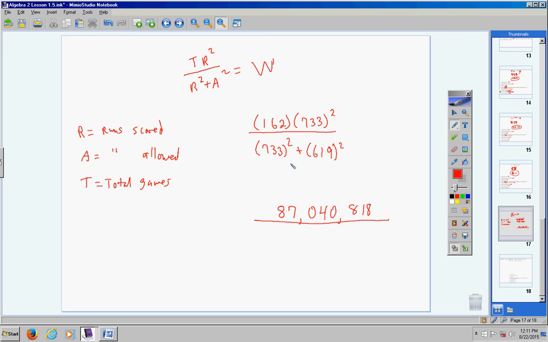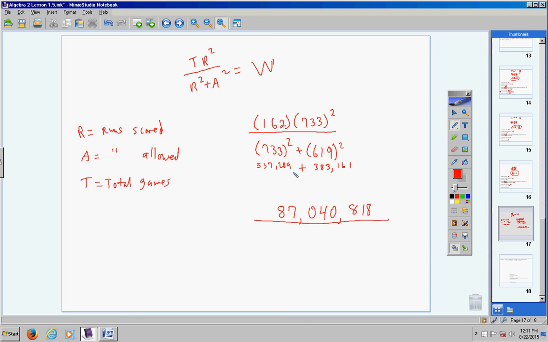Now down here in the bottom, 733 squared, of course, is 537,289. 619 squared is 383,000. I'm doing all of this in my head. I'm so good with math. I'm kidding, of course. 383,161. So if you square this, you'll get this. Square this, you'll get this.